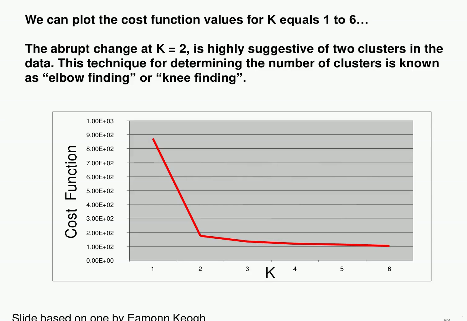In this plot, we observe the cost function values for k ranging from 1 to 6. There's a noticeable drop at k=2, indicating a significant reduction in the cost, which suggests that 2 clusters might be optimal. This method of identifying the optimal number of clusters is known as elbow finding or knee finding. The idea is to identify the point where adding more clusters results in diminishing returns regarding variance reduction, helping determine a suitable k for effective clustering.